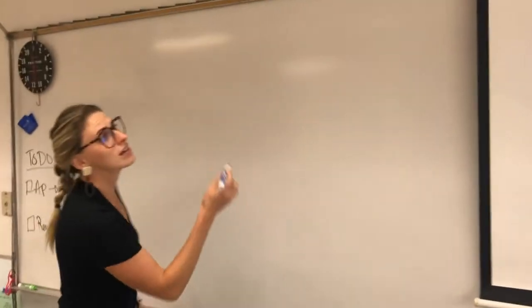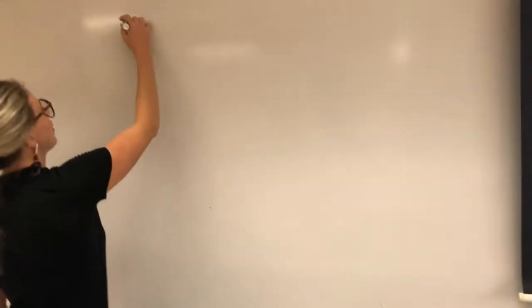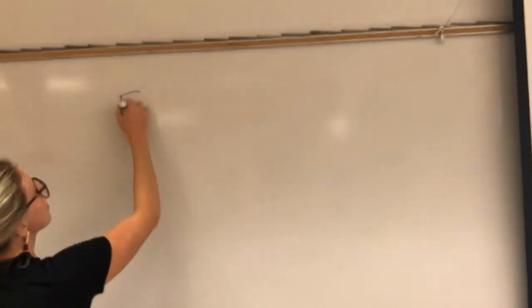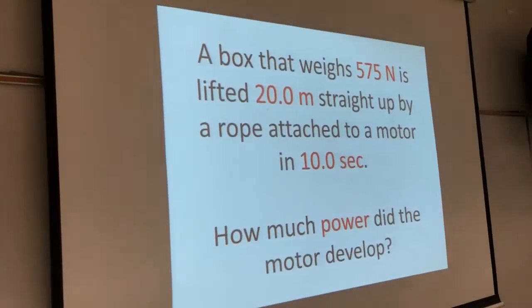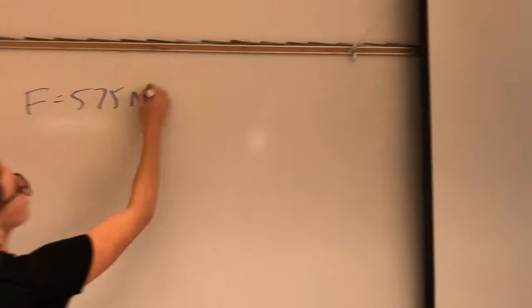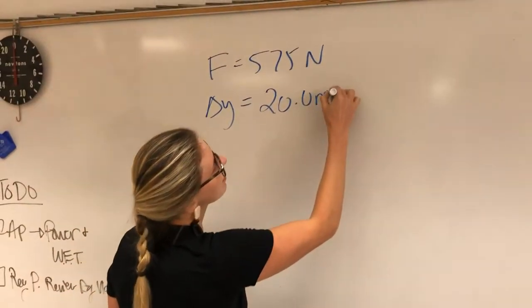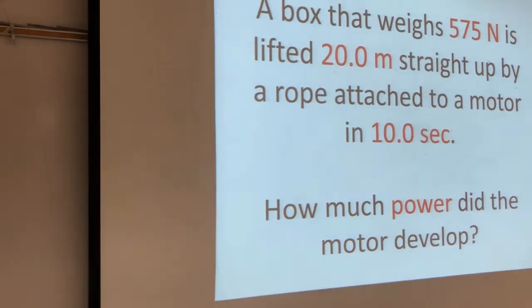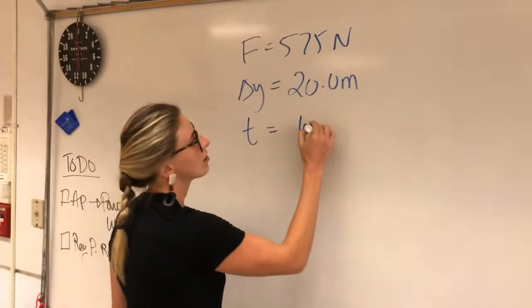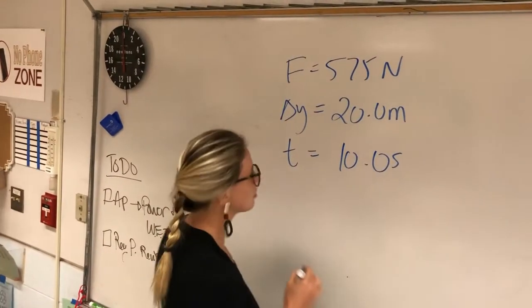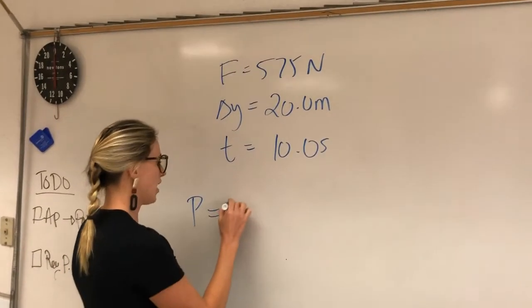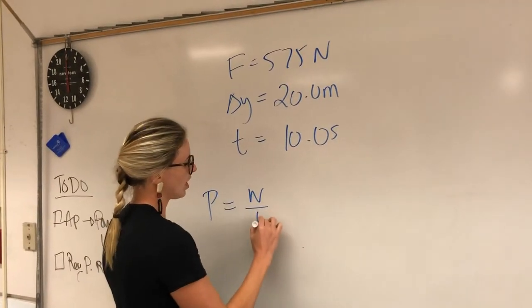Okay, all right. So force is 575 newtons. Displacement is 20.0 meters, straight up by a motor. Straight up, that means okay. Time is 10.0 seconds. How much power? So power is work over time.